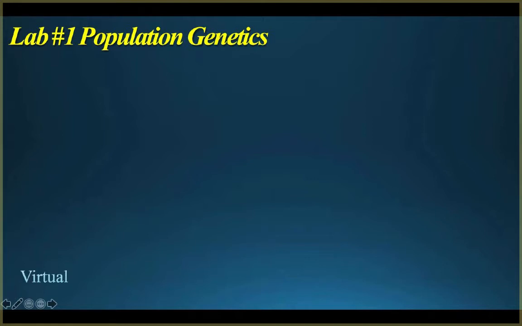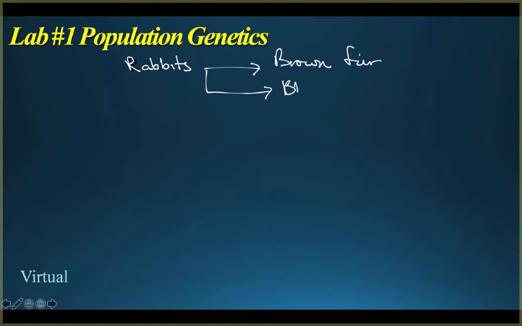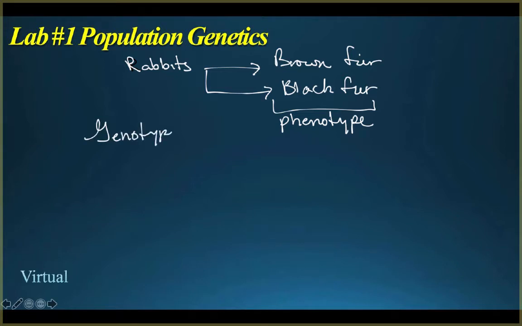So if we're looking at something like rabbits, do the rabbits have brown fur, or do they have black fur? Determining what they looked like was a phenotype. But then, if we wanted to see what was the actual genetics that led to this phenotype, that was the genotype. You can think genetics here, physical characteristics here.